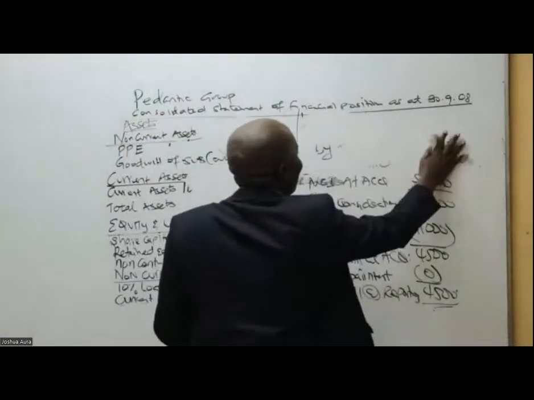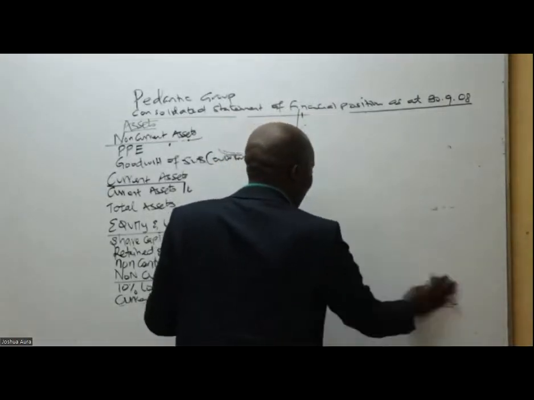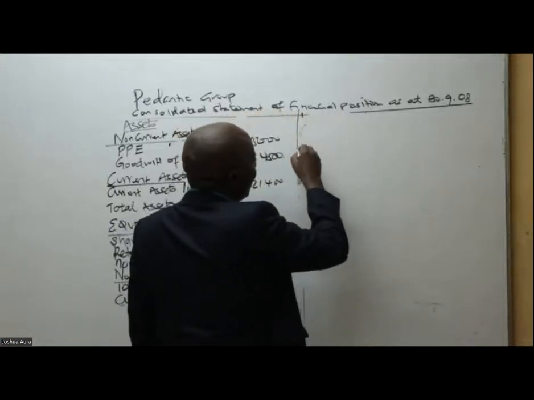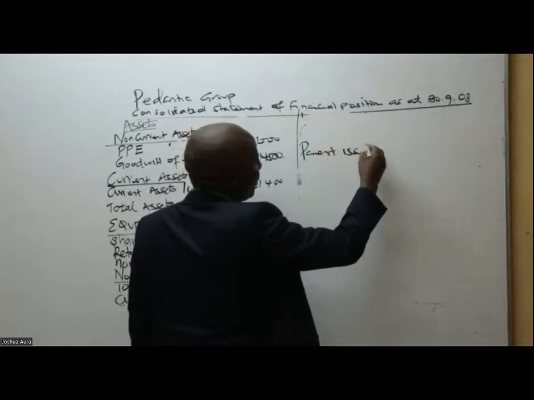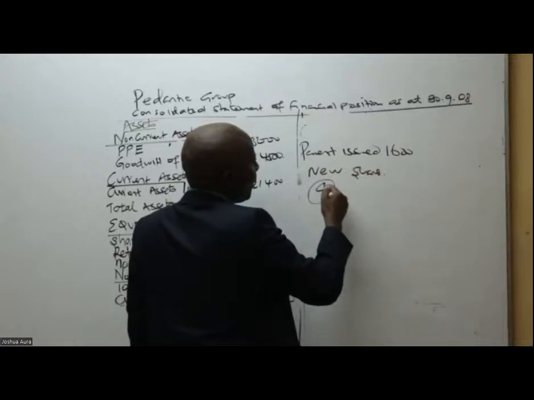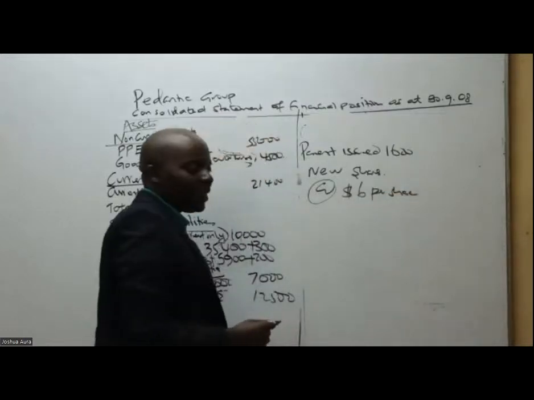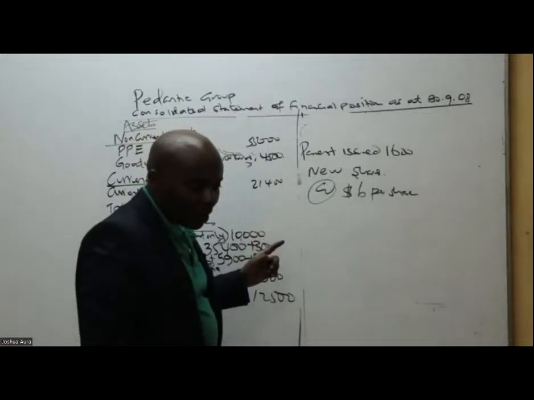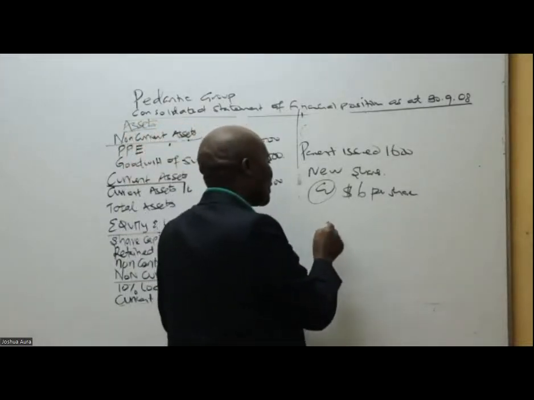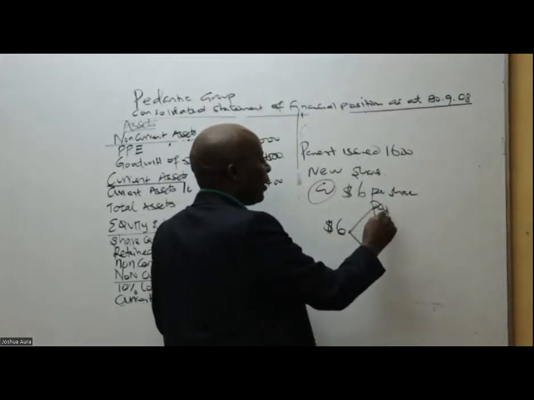Now, there is something that has just come to my attention that will be very important. This is the last thing. It will take me less than a minute to finish. So remember, you've told me that the parent issued 1,600 new shares. At what price? At $6 per share. But now remember that this $6 has got two components.